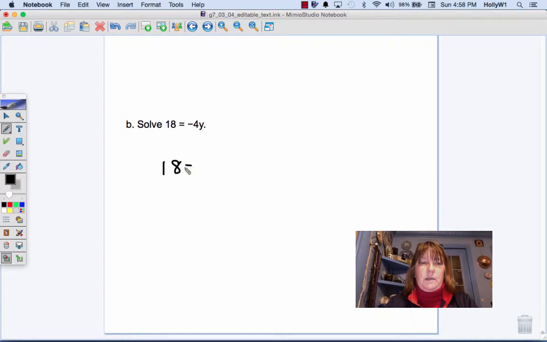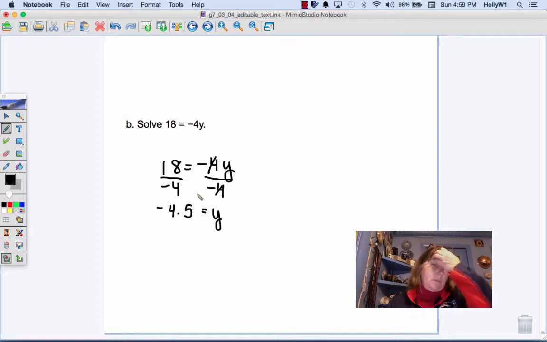So 18 is equal to negative 4y. Well, we want to isolate this y. Remember, 4y, we don't say it, but the operation between the negative 4 and the y is multiplication. So the opposite of multiplication is division. We're going to divide both sides by negative 4. These cancel out. We're left with a positive y. And 18 divided by negative 4 is negative 4.5 when you do the math out. And if we substitute this back in again, negative 4 times negative 4.5 would be 18.